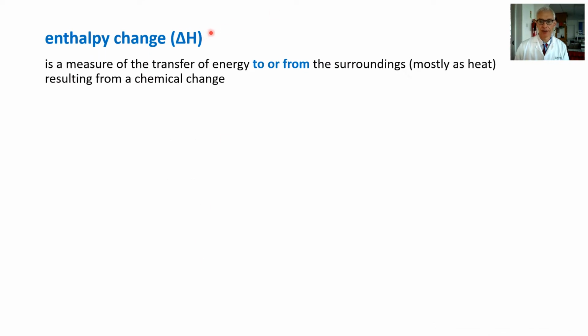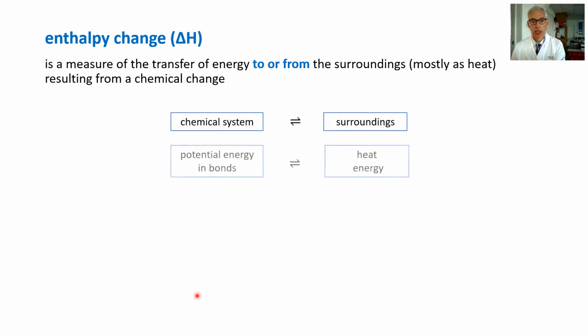Enthalpy change is given the symbol delta H, delta for change, H for enthalpy, and it's a measure of the energy change or energy transfer from a chemical system to the surroundings or from the surroundings to a chemical system that results from a chemical reaction. So that energy transfer is of course reversible. The energy is held in the chemical system, it's best to think of, as the potential energy in the chemical bonds. The energy in the surroundings is best thought of as being heat energy.